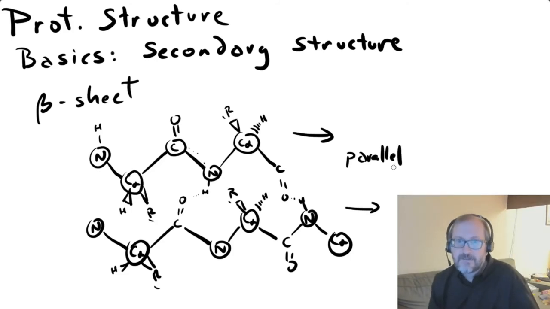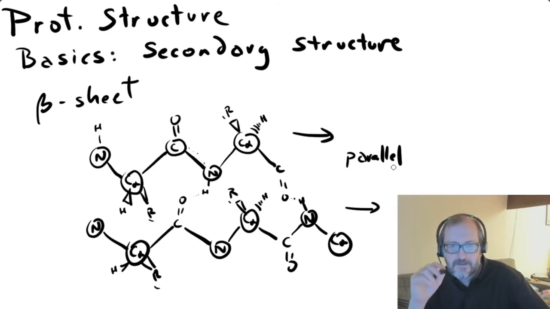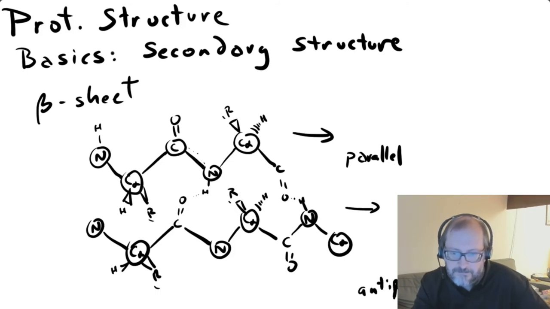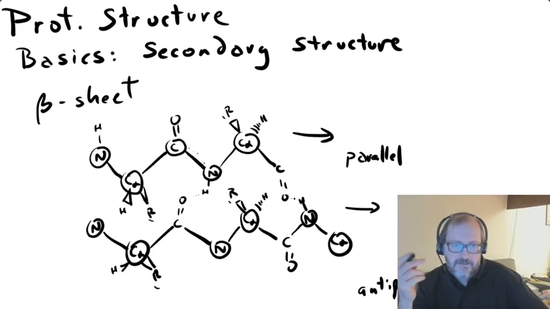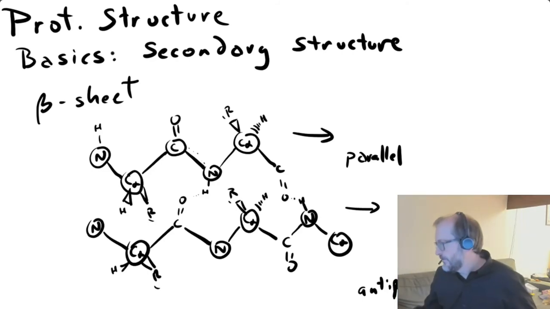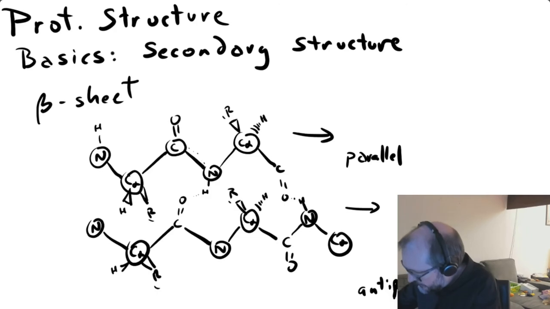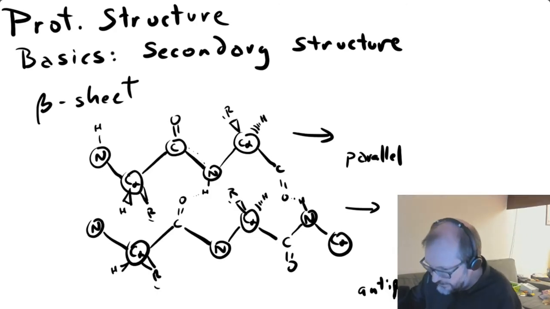There's also anti-parallel. And in the case of anti-parallel, where one's going in this direction, the other one's going in the other direction, then these hydrogen bonds are going to be a lot more comfortable. And so anti-parallel is a lot happier energetically. I mean, I don't know if I should say a lot, it's all relative, but it's happier energetically, and you're actually going to see them occurring much more often than the parallel configuration. So that's beta sheets.